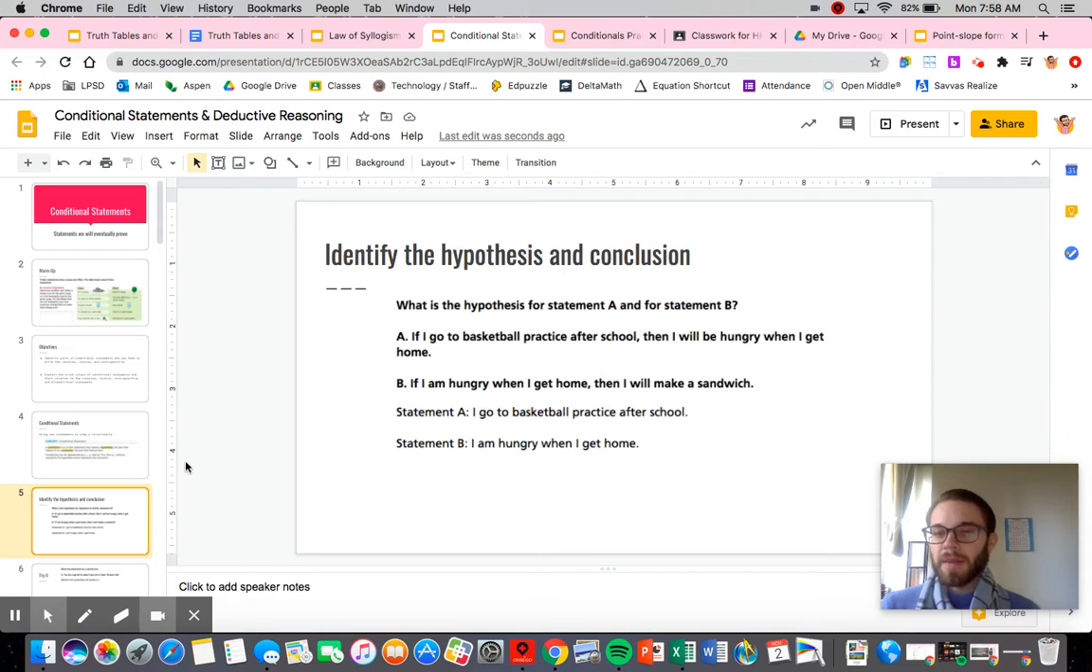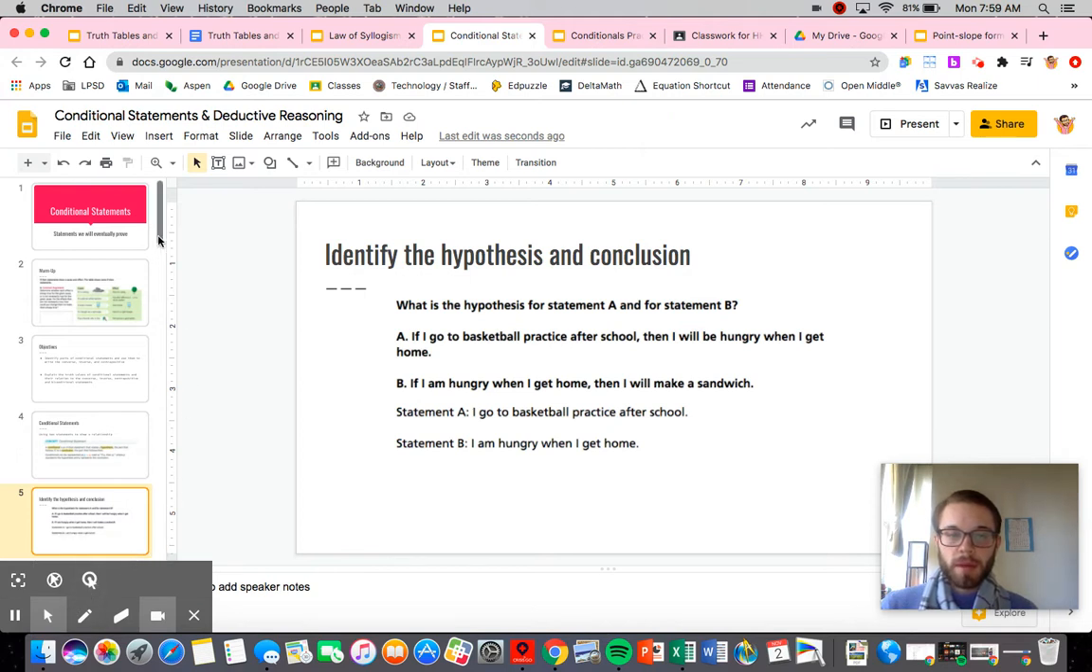You just need to be careful. Sometimes you can write it in a kind of difficult manner where it's not always clear. For example, the bottom one you could write, I will make a sandwich if I'm hungry when I get home. It's not in the same PQ format. It's in QP, but ultimately it's still a conditional statement in the form of if P then Q.